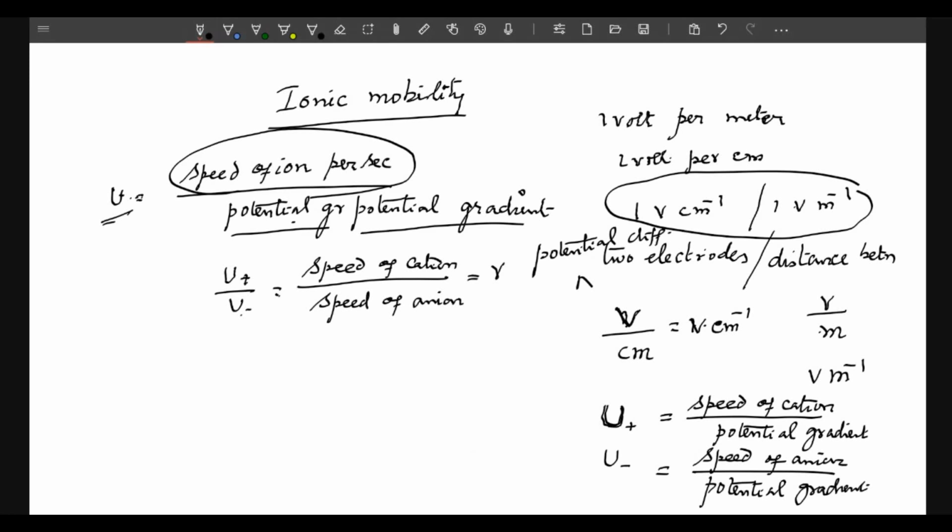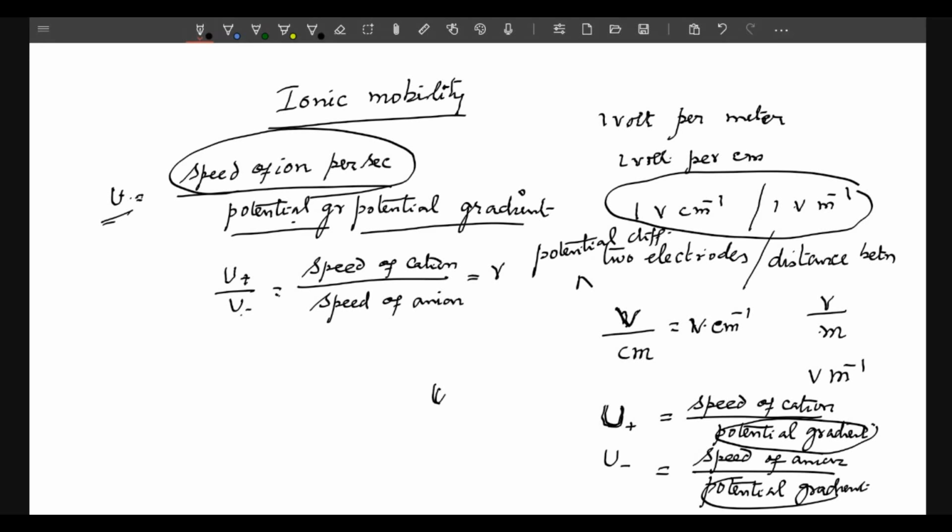If the cation and anion are present in the same electrolytic cell, because the potential gradient would be the same, it gets cancelled. You would get U plus by U minus, the speed of the cation by the speed of the anion. It is equal to R. Keep it in mind, and then we are going to relate this ionic mobility to the ionic conductance. After seeing this relationship, we are going to work out some problems on ionic mobility. And for this relationship, keep it in mind.